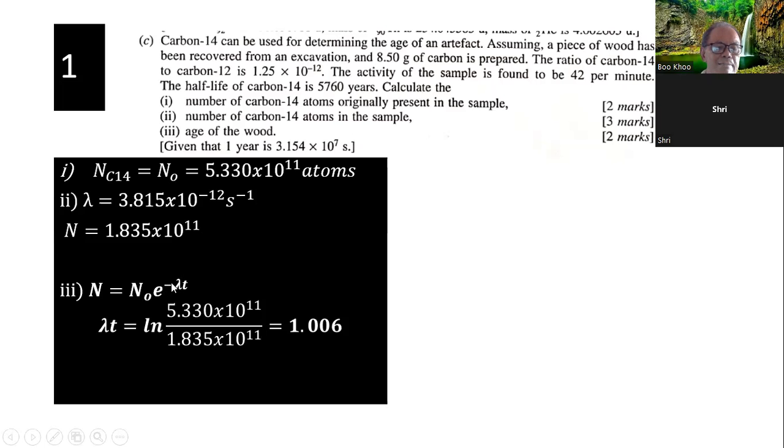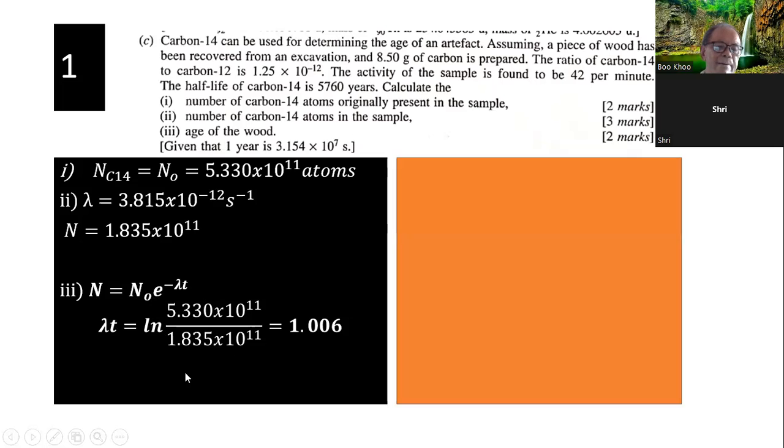I just invert this one. Then ln of N naught divided by N. Invert this one to get rid of the negative sign there, so it becomes N naught over N. This one take down, this one take the other way. Then take the ln, I get lambda t. So there's your N naught, there's your N. Then calculate your t, which is lambda t divided by lambda.